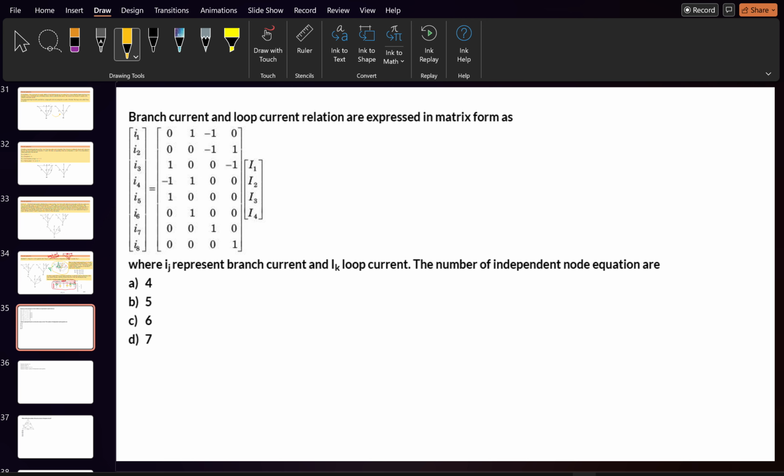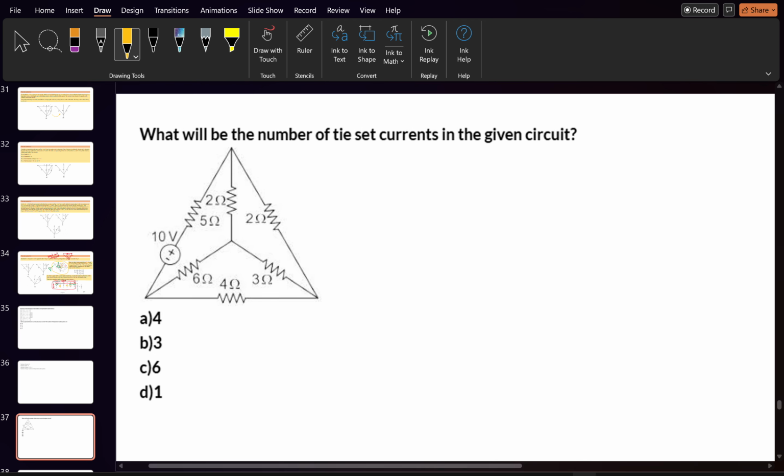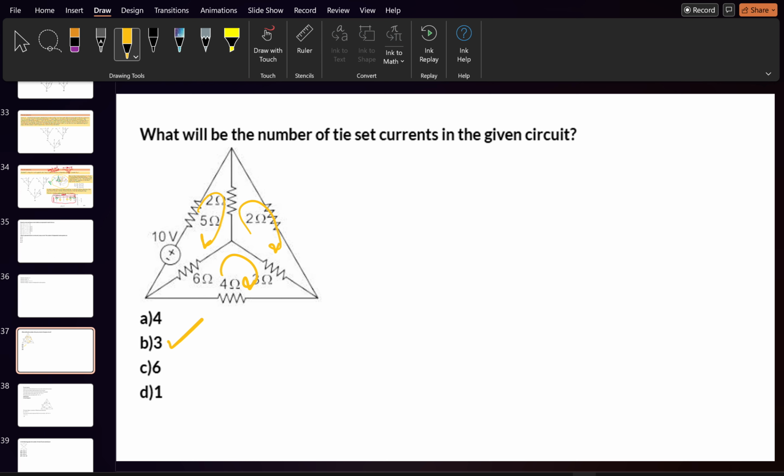I think that is a complicated part. Okay, so let's go to the easier thing. So try to find out how many Tieset currents are there. Try to solve this. Tieset current means loop current basically. Three. Three. That is actually correct. Why? Because there are only three loops possible here. One, two, three. So how many Tieset currents are there? Three. That is correct. So let's move to another question.